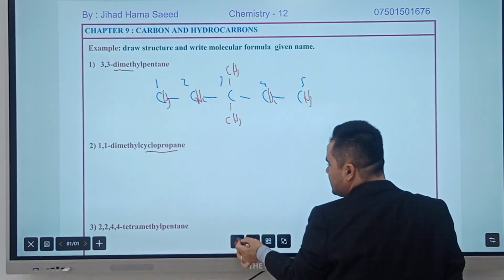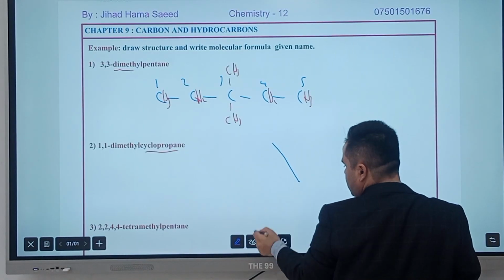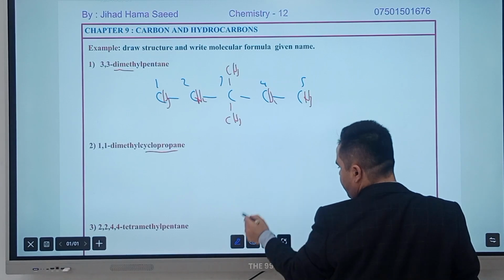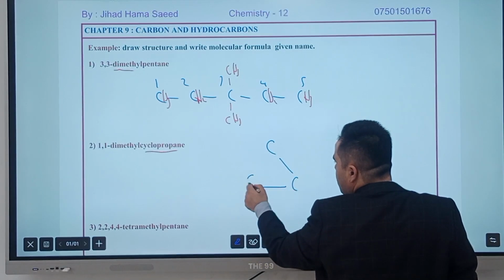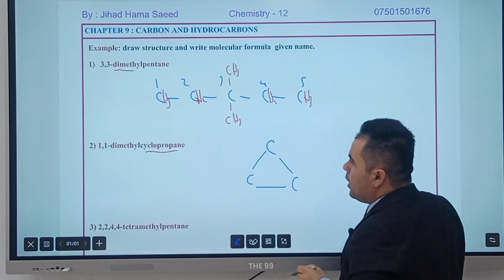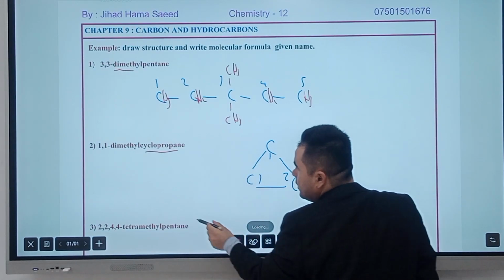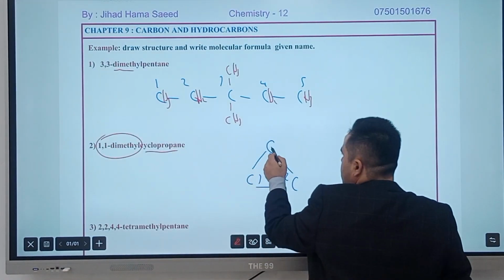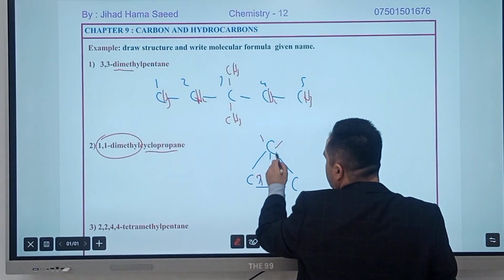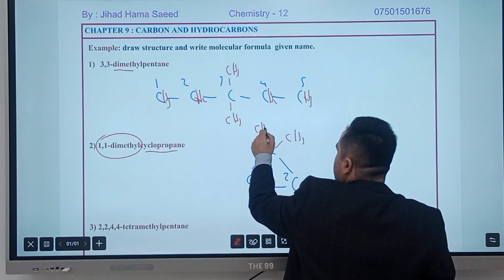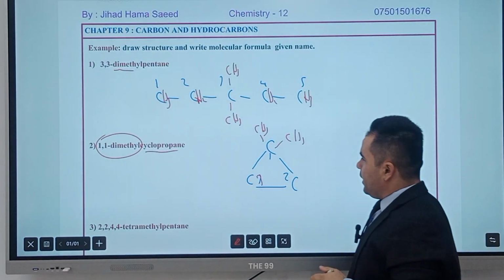Cyclopropane. Cyclopropane is the cyclic form. Propane is 3. 1, 2, 3. On the first, what do we have? The dimethyl. So 2 methyl on the first, CH3, CH3. This is 1,1 dimethyl cyclopropane.